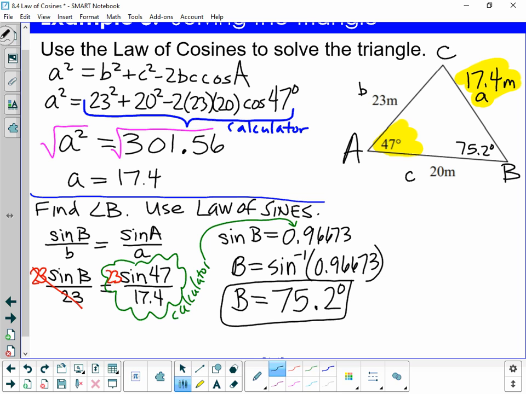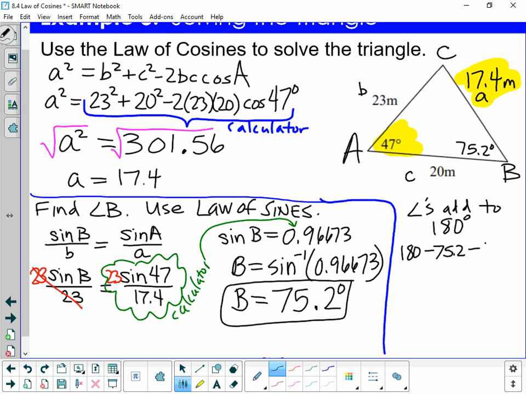And now, we've gone to a lot of work to find that side A, and then we went to all this work with the huge equation to find the angle B. Angle C, it turns out, is fairly simple to find. We know that the angles add to 180. So if we just take 180 and subtract that 75.2 and subtract the 47, we find that angle C is 57.8 degrees. And we're done. We've solved the entire triangle.